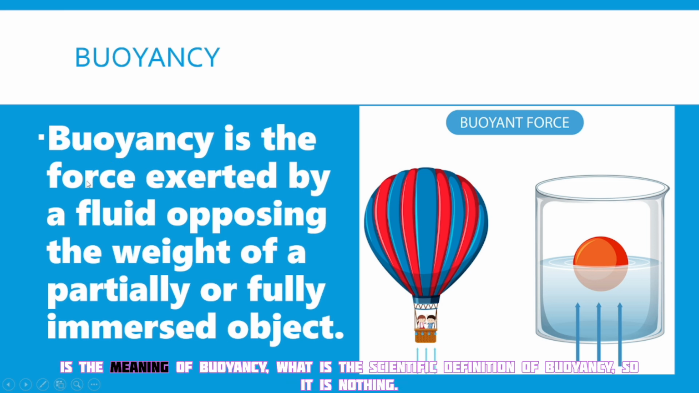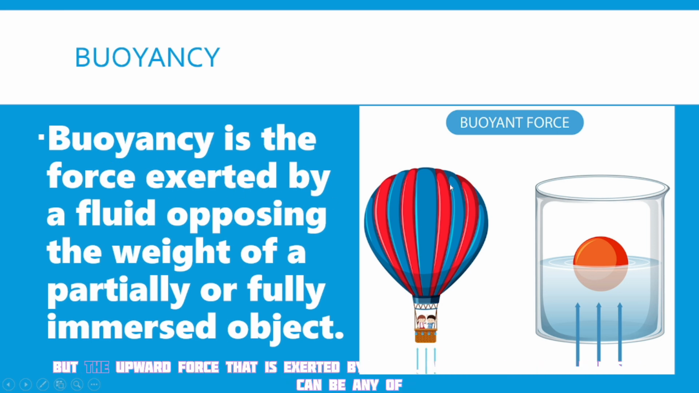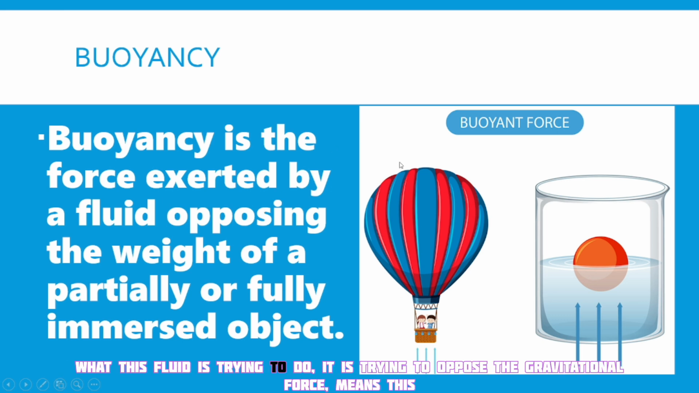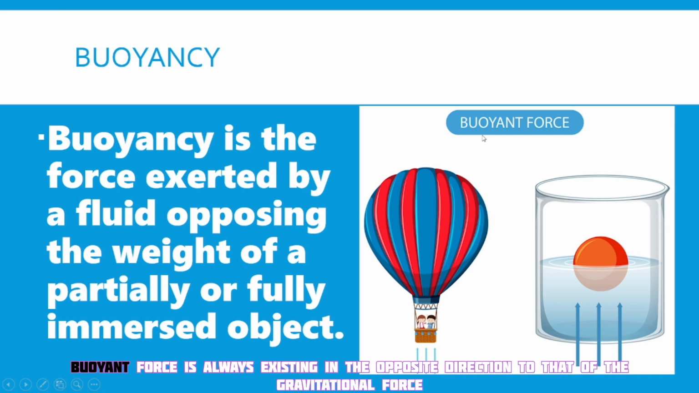So it is nothing but the upward force that is exerted by fluids. What is the meaning of fluids? It can be any liquid or gas that is opposing the weight of a partially or fully immersed object. So what is this fluid trying to do? It is trying to oppose the gravitational force. It means this buoyant force always exists in the direction opposite to that of the gravitational force.